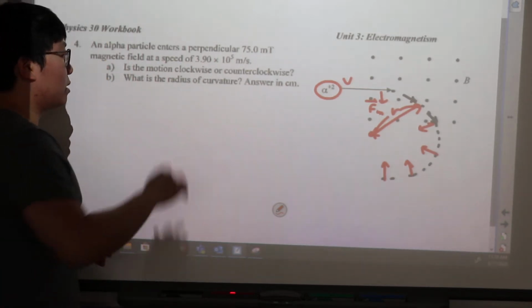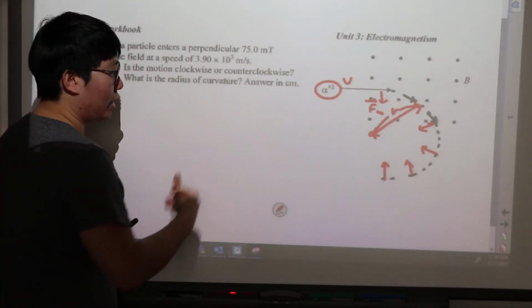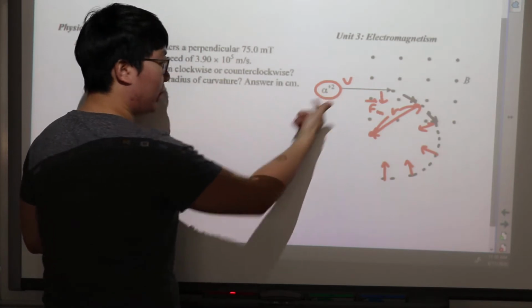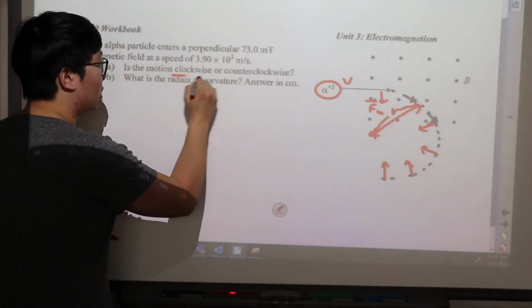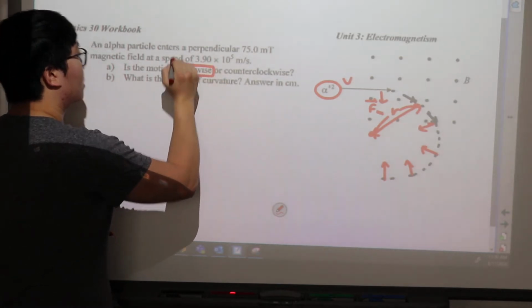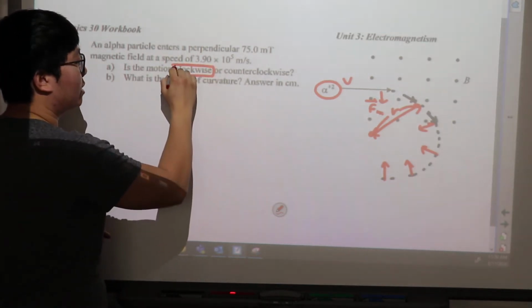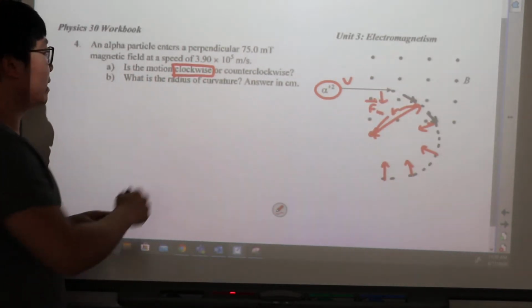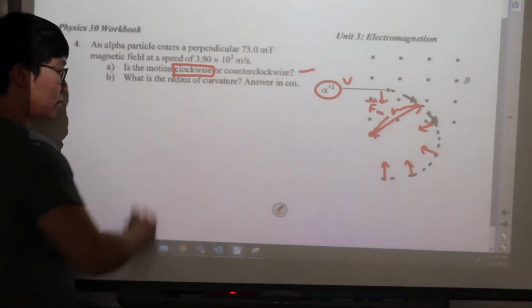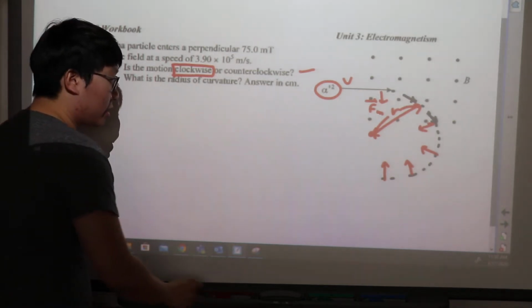So first thing first, is the motion clockwise or counterclockwise? Well, we have to use the right-hand rule because it's a positively charged subatomic particle. So it is, oh yeah, it is clockwise. Going clockwise. So A is done. When it comes to B, what is the radius of curvature?